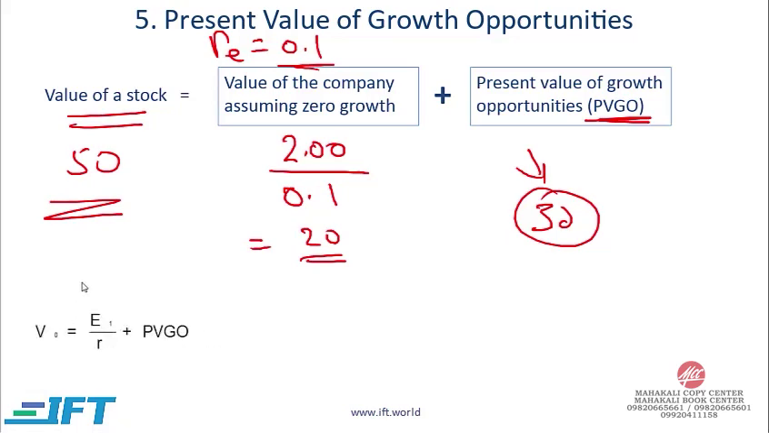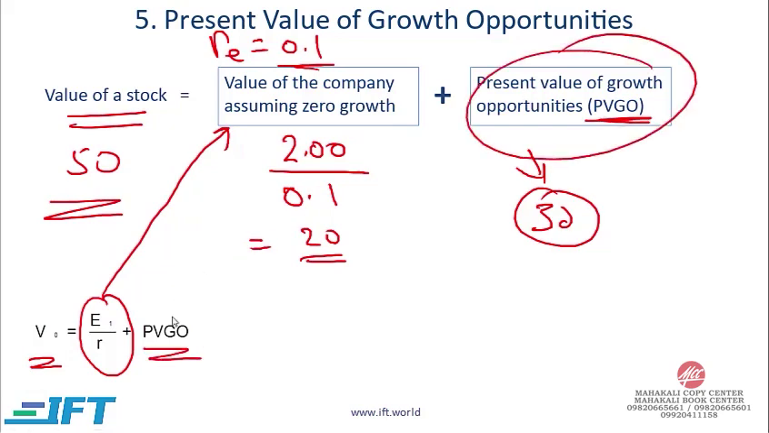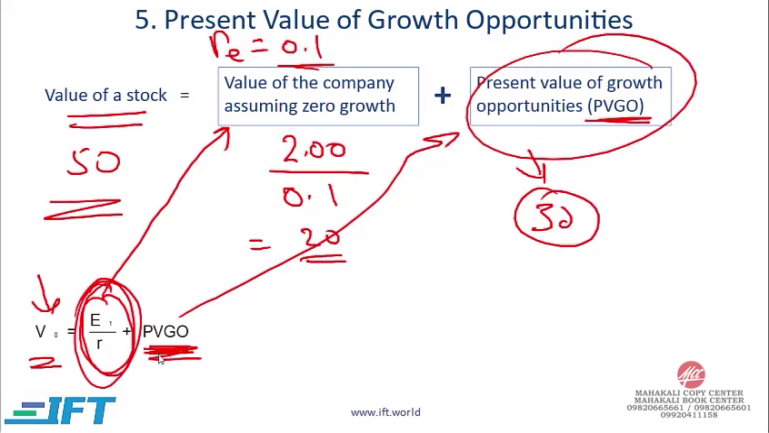So here are the formulas. The value at time 0 is equal to E1 over R. What is E1 over R? That is this component, the value of the company assuming zero growth. And then what is this component? That is the present value of growth opportunities. We don't need to go into the calculation of PVGO. All we do is look at PVGO as a plug. And what do I mean by that? You have the value, you compute E1 over R, which is a simple perpetuity formula, and then the difference of V0 and E1 over R is your PVGO.